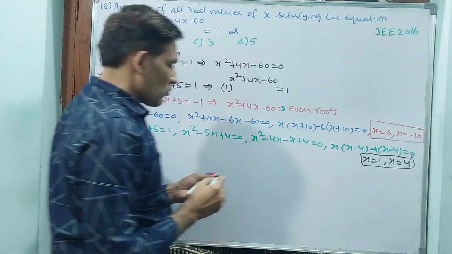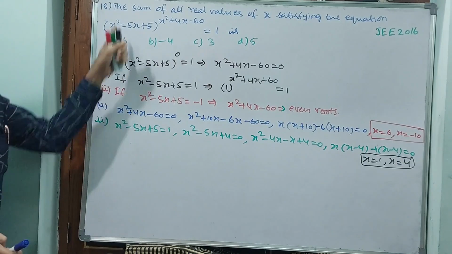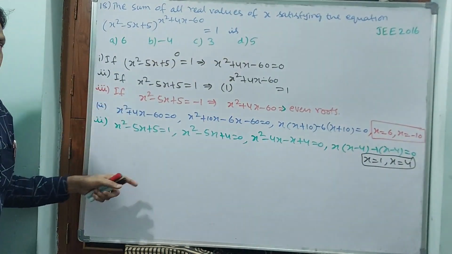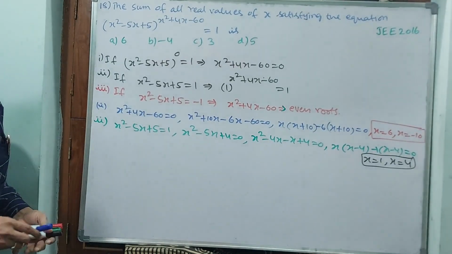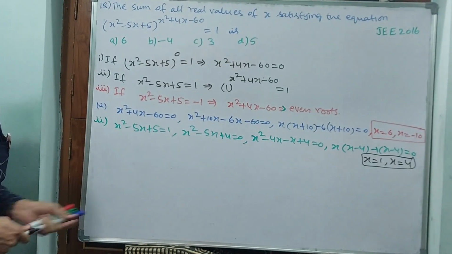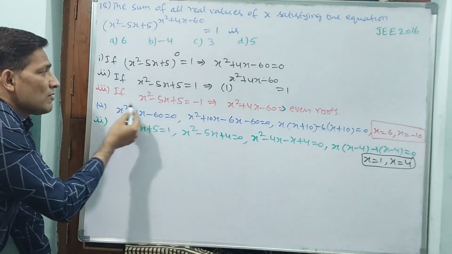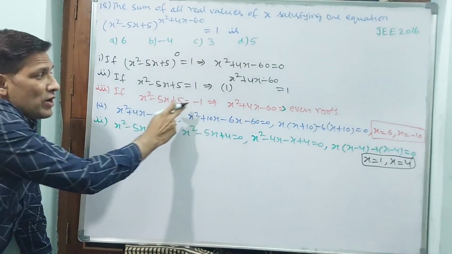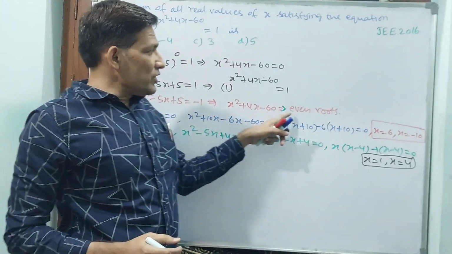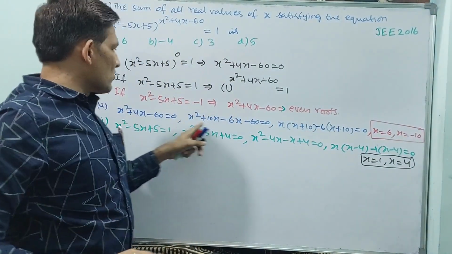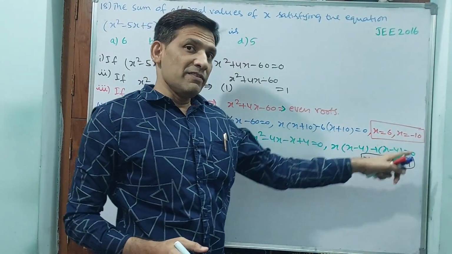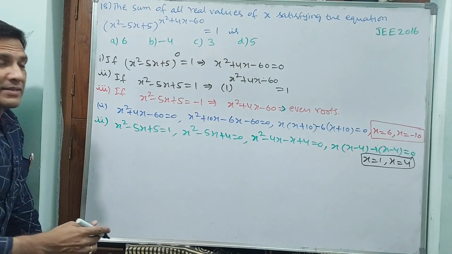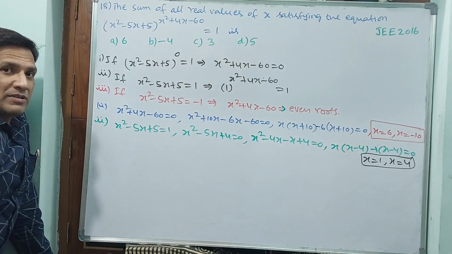That means now you have got a total of 4 values for x. Sum of all real values you have to add, but the second and third portions are also there, and you have to verify also. Let me do this for the third one: x square minus 5x plus 5 is equal to minus 1. But when this happens, it should give even roots. So, has it given even roots? Yes, definitely. Why? Because 6 and 10 are even only. You may ask, sir, minus 10, how is it going to become even? It is even only. Why?